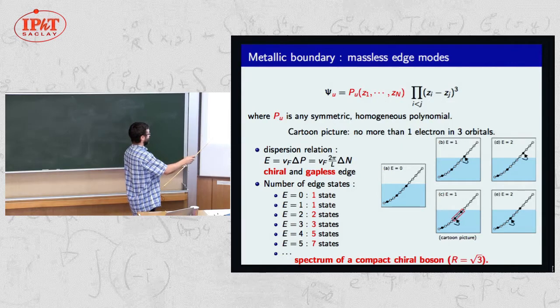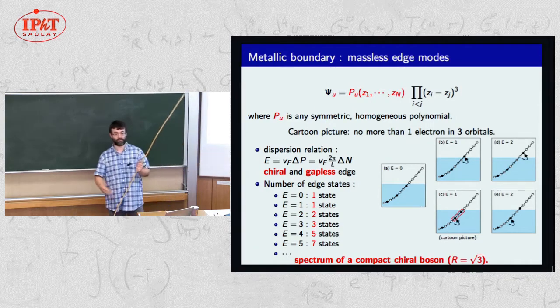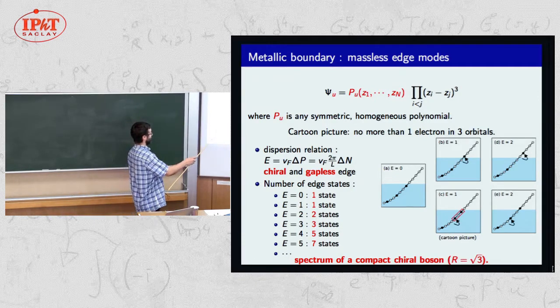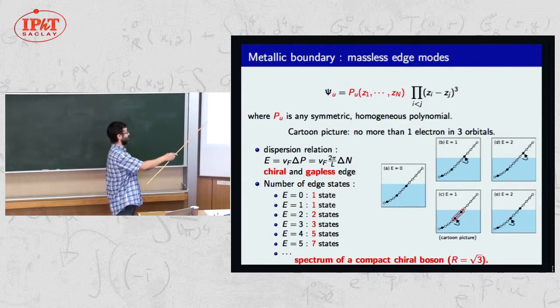And then you multiply by any symmetric polynomial. This is still a zero energy ground state because as you bring a zi close to zj, it still vanishes with power 3. You haven't changed that. So it's still a zero energy. The difference is as you increase the degree of this polynomial, you start to increase a little bit the size of your droplet. And actually this is basically creating an edge excitation.